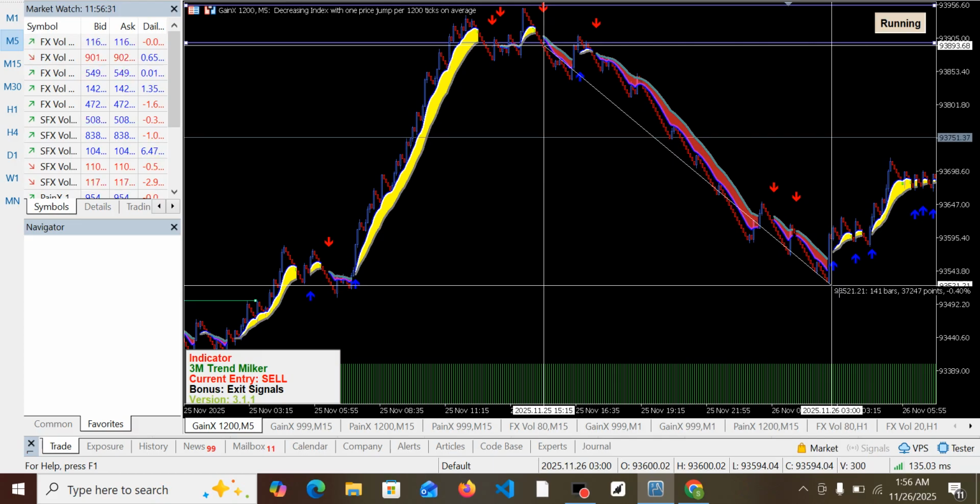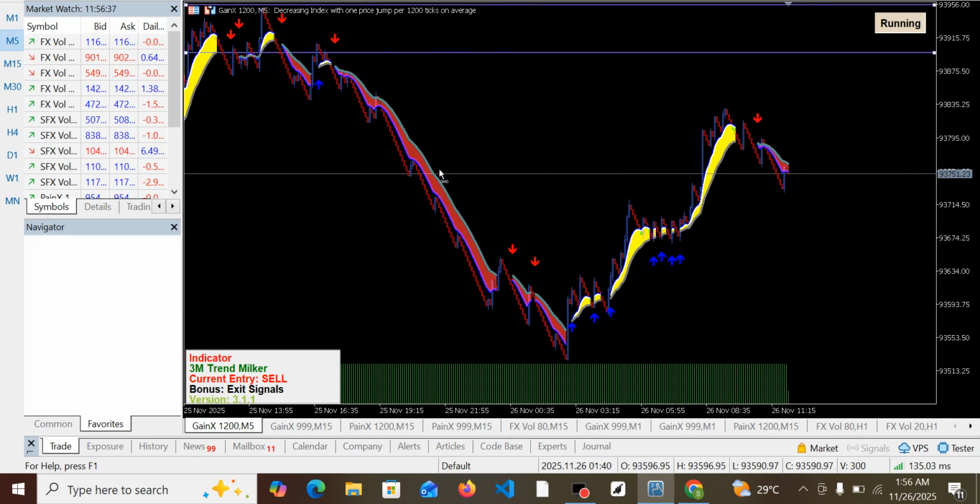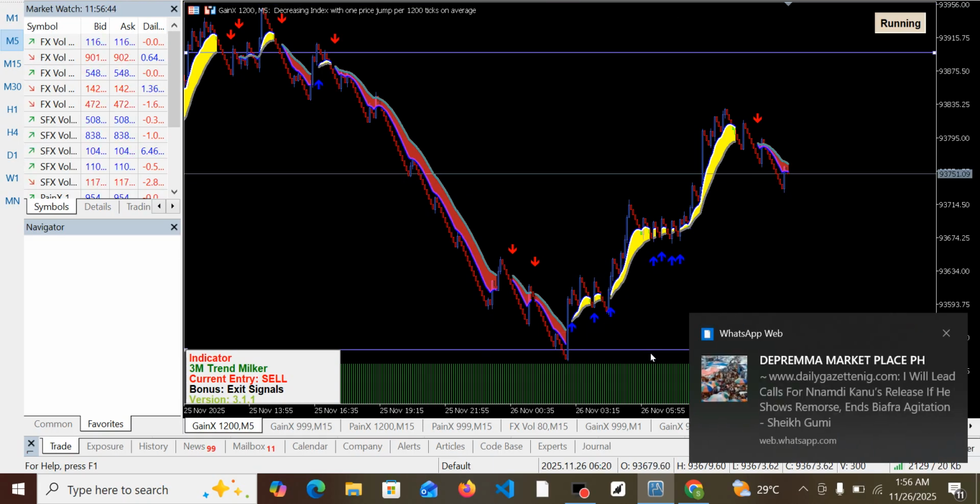This is another 37,247 points. Okay, that's a lot of profit on 5 minute time frame. Okay, now it got to this region. Here is another major support zone. It was unable to break out from there.